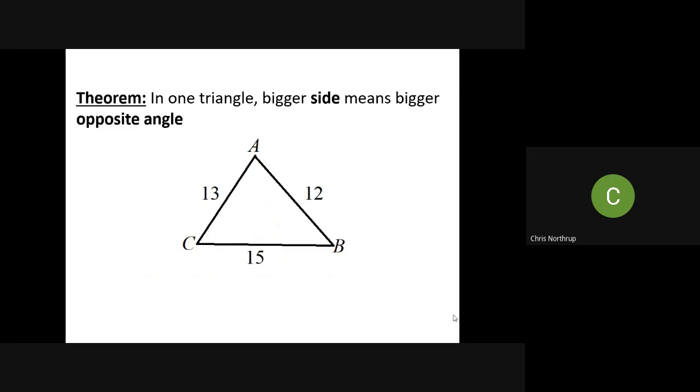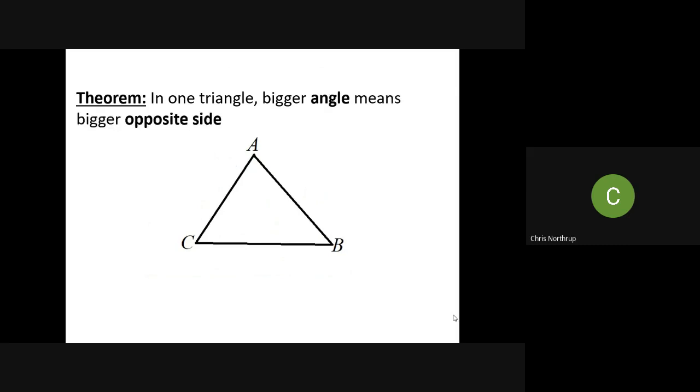So the bigger the side you have, if you go to the angle opposite to that side, that angle will be bigger than whatever is opposite to a smaller side. The same goes the other way around. The bigger your angle, the bigger the opposite side. So for that same triangle, let's suppose that they gave us, instead of side lengths, some angle measurements: 66, 32, and 82.